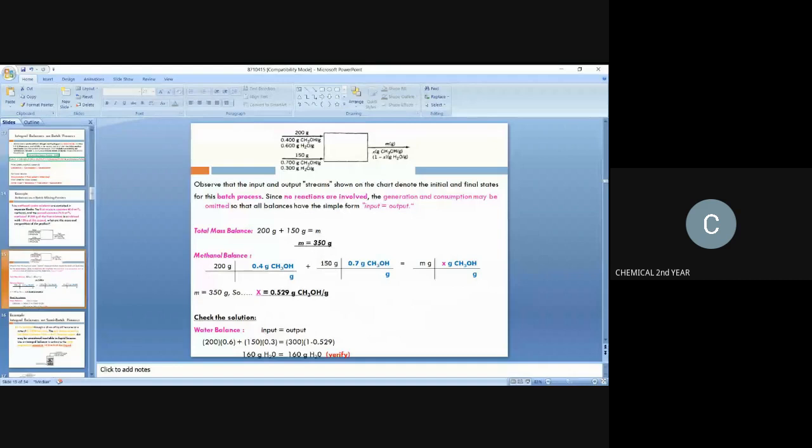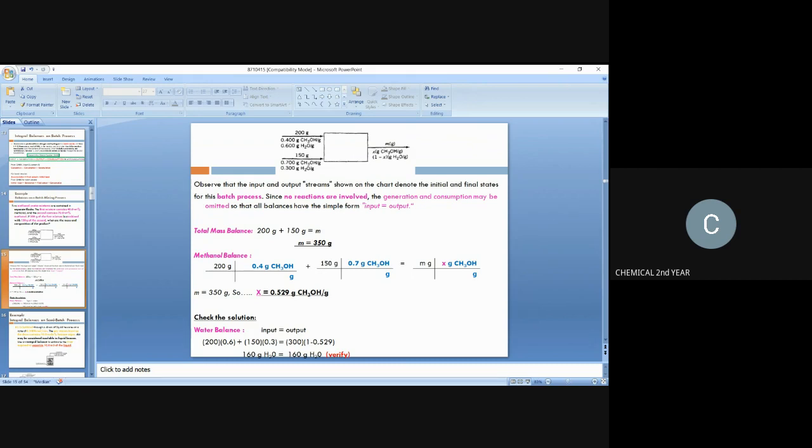Next, the methanol balance. So 200 gram times 0.4 gram of methanol, and 50 gram times 0.7 gram of methanol, which is equal to m gram CH3OH. On simplifying this, we will get m is equal to 350 grams. So m is equal to 3.529 gram CH3OH.